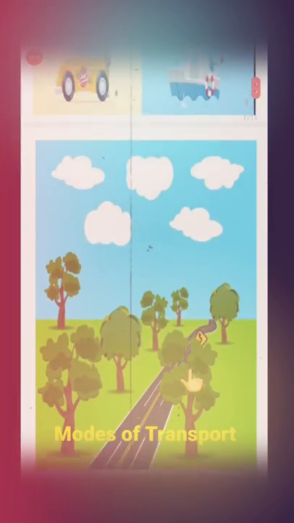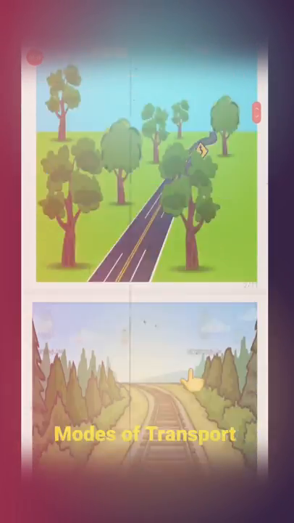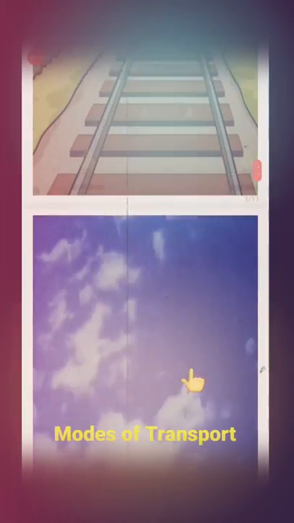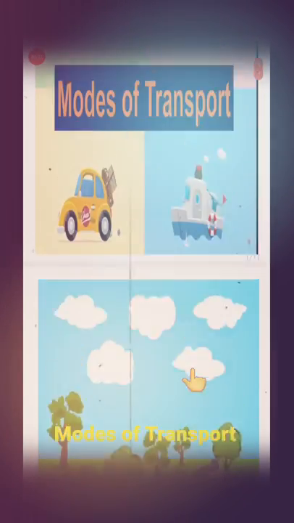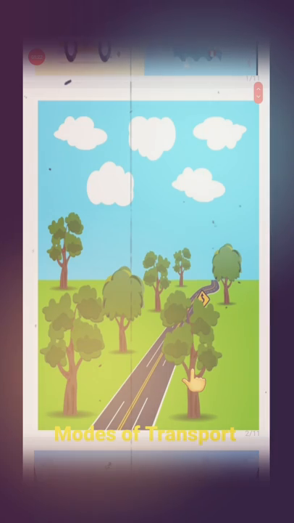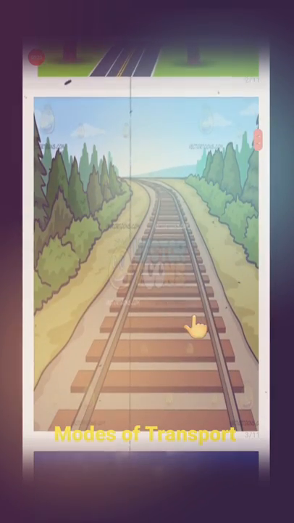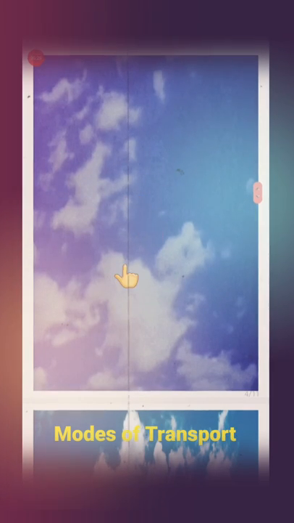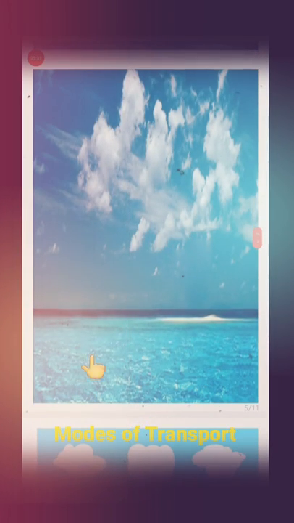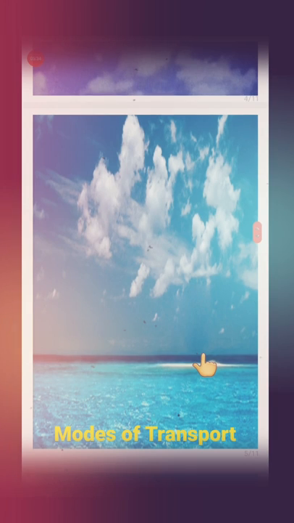Okay, so how many modes of transport did we do today? Road transport, rail transport, air transport and water transport. Once again, road transport, rail transport, air transport and water transport. Okay, so these are all.